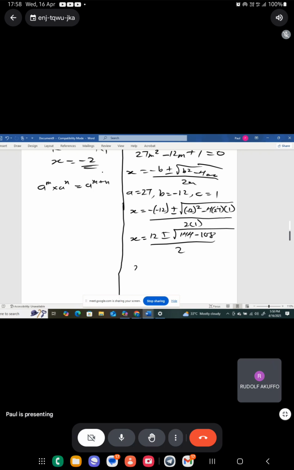So 144 minus 108 is what? I think it will be 36. Oh yeah, sorry.